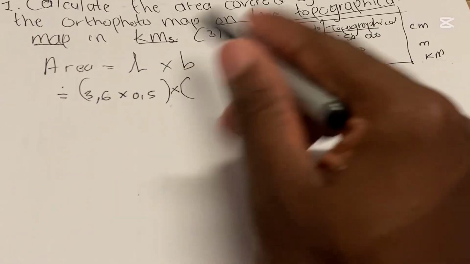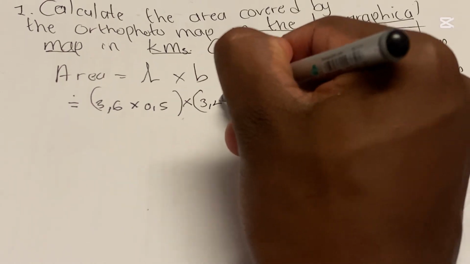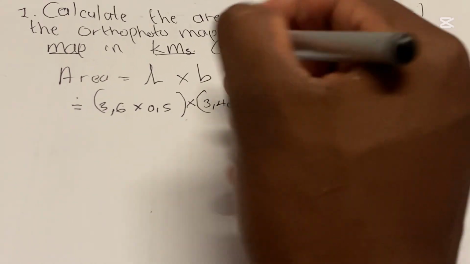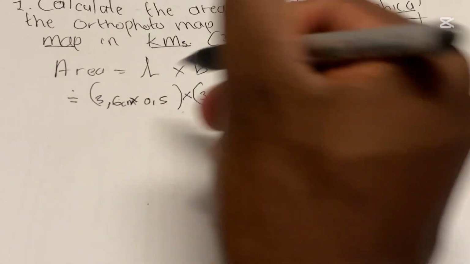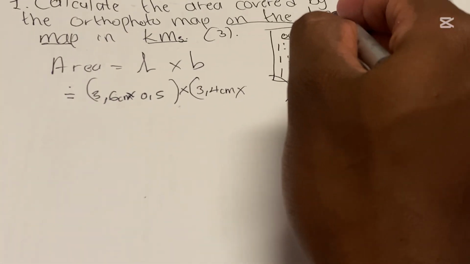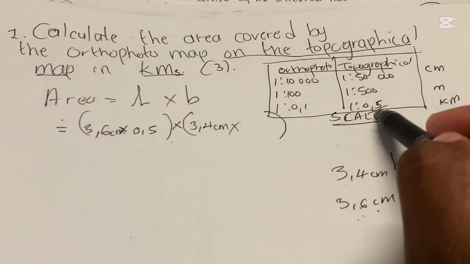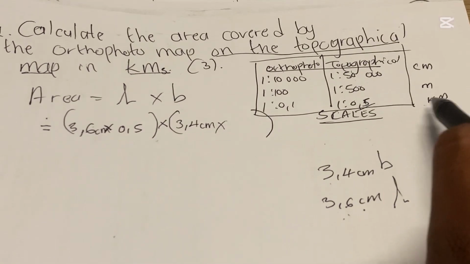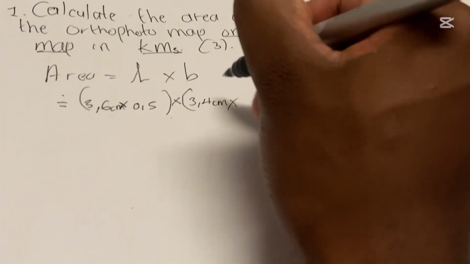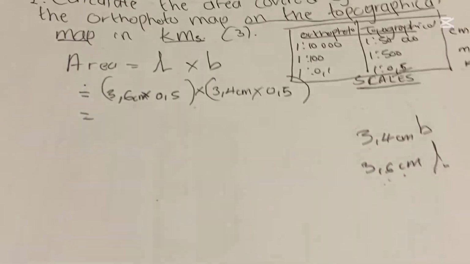Okay, so my length is sorted. My breadth is 3,4 centimeters. Units are very important. Let's fix it here, centimeters. Times, we are still working on the topographical map in kilometers. So I go back to my scales. I multiply by the 0,5 because it is in kilometers, right? So times 0,5 equals.